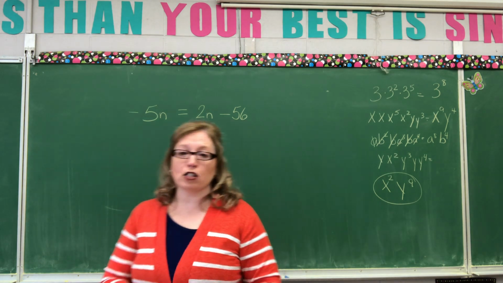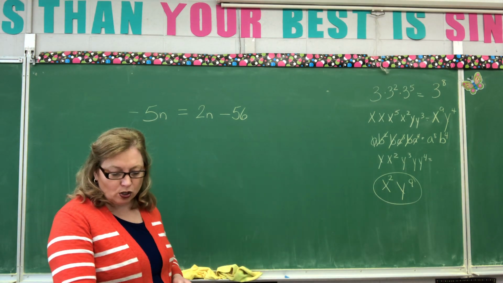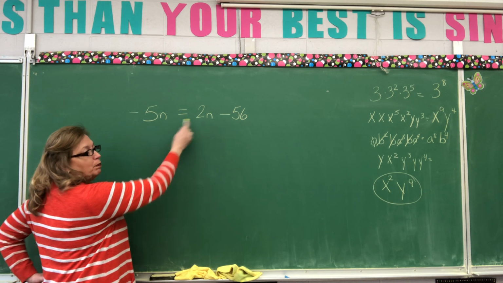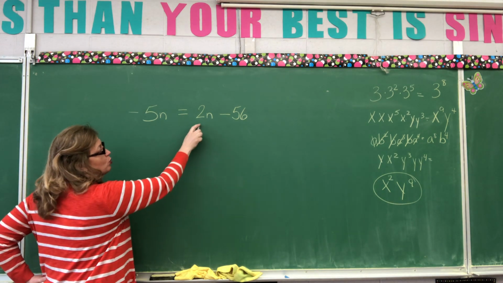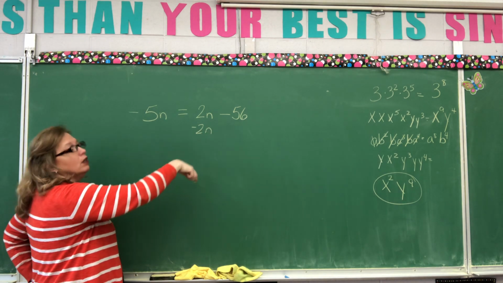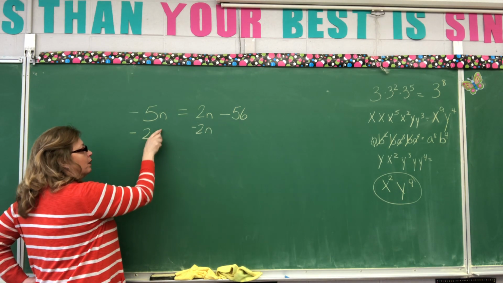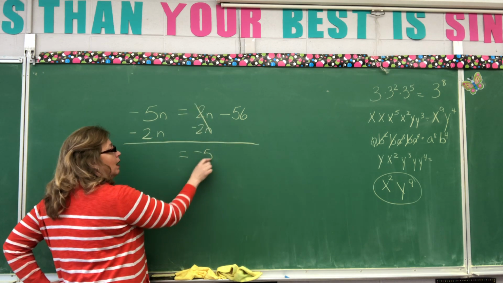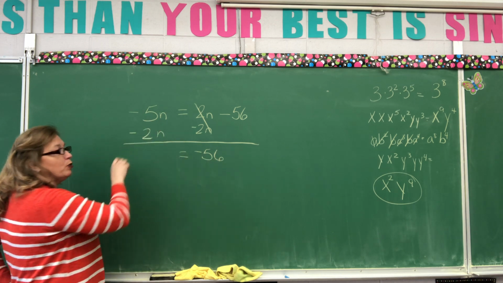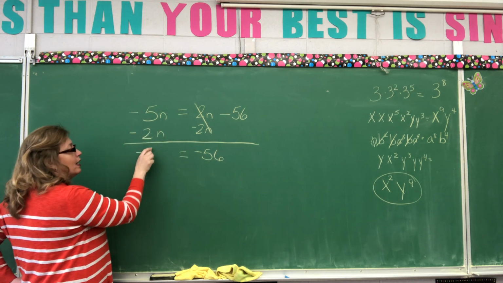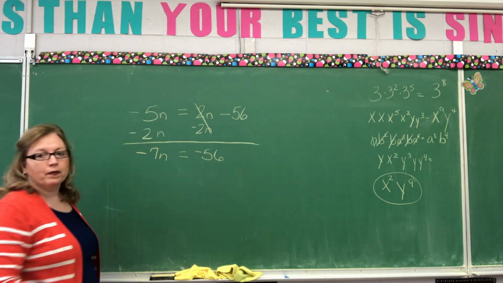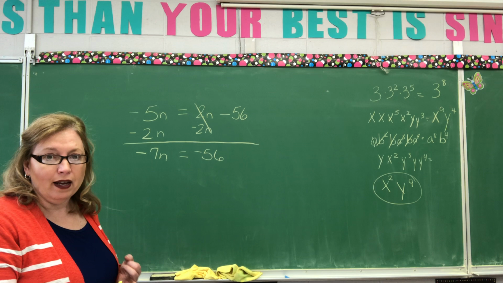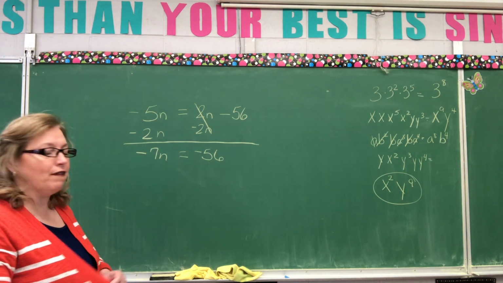Okay? Now let's solve this problem. How are we going to solve it? Well, let's get all the n's on one side. So it says plus, this is a positive 2n, so we're going to subtract 2n, but whatever we do on the left, we must do on the right. Okay? This is going to cancel, leaving us minus 56. These we're going to have to add together, and we're going to get a negative 7n. Okay? Because we have negative 5n plus negative 2n, and we're going to have a negative 7n.